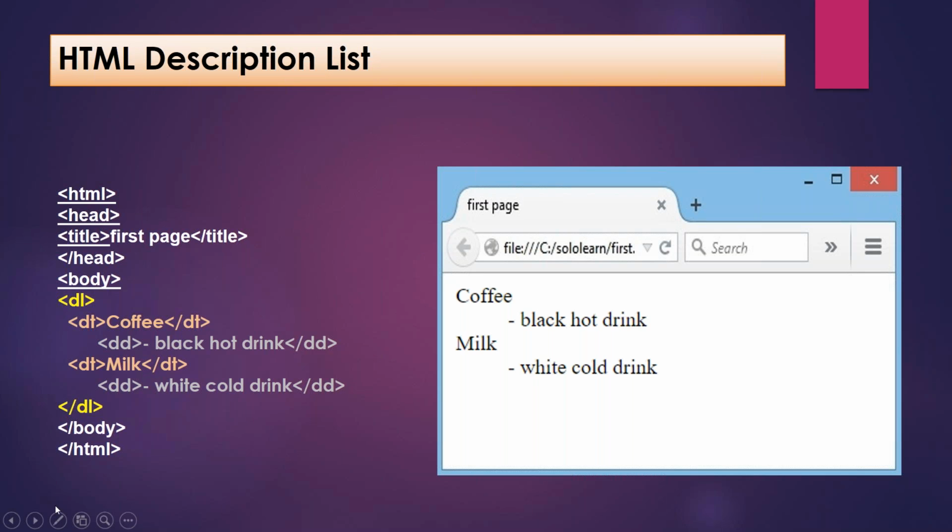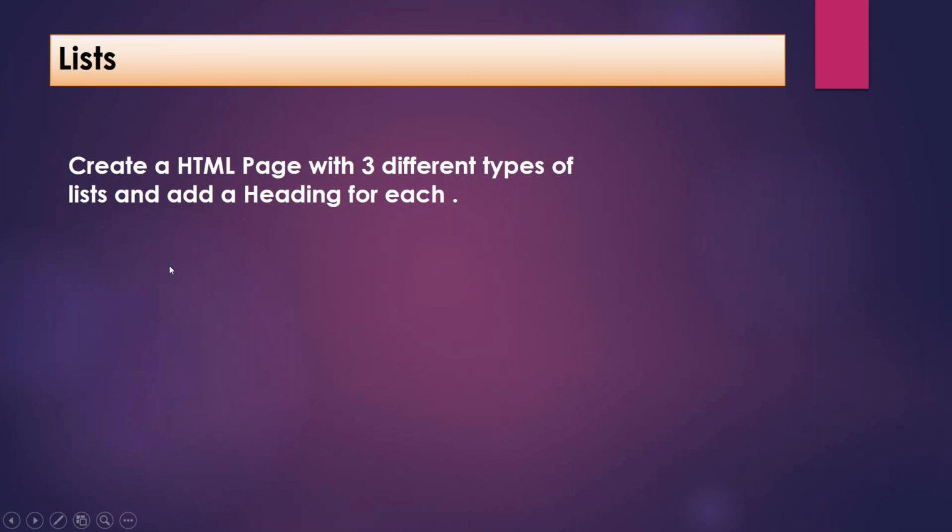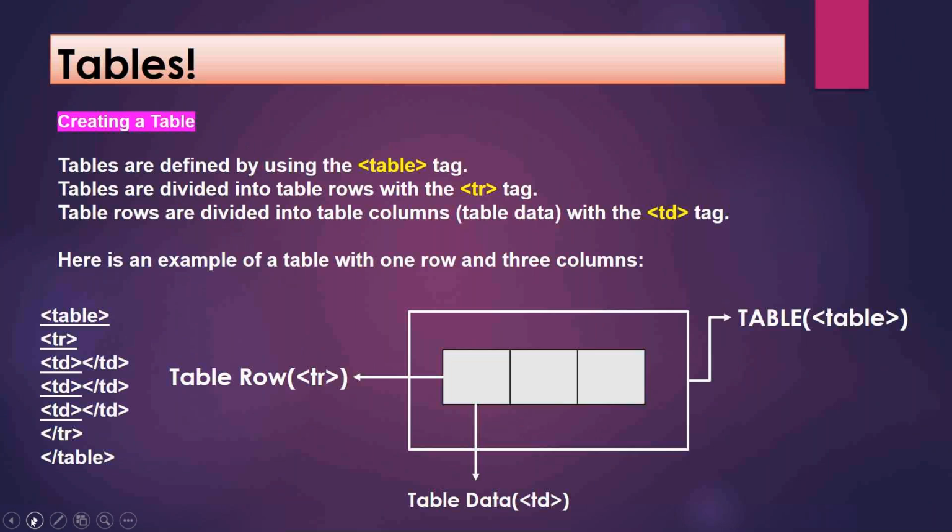So now, after this, the next topic after lists: create an HTML page with 3 different types of lists and add a heading for each. This is the program which we have just seen in the demonstration. Now we'll move on to the next slide. The next topic is tables.